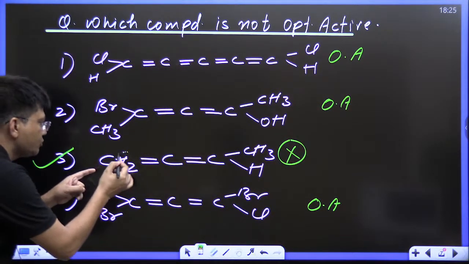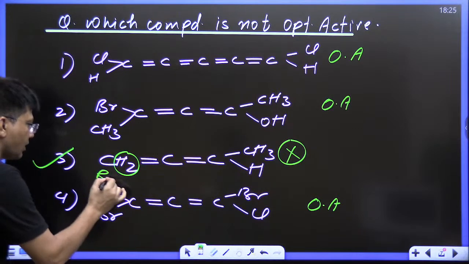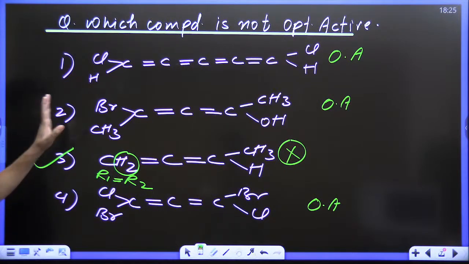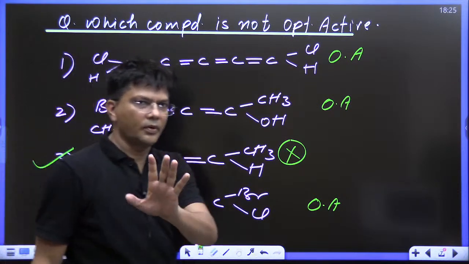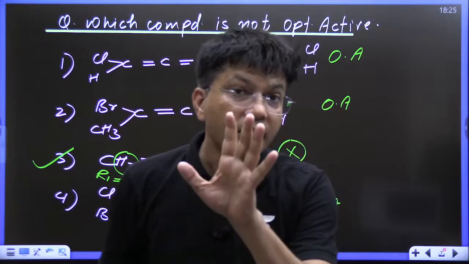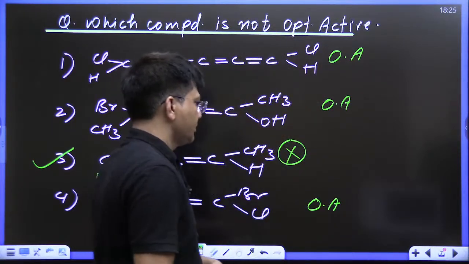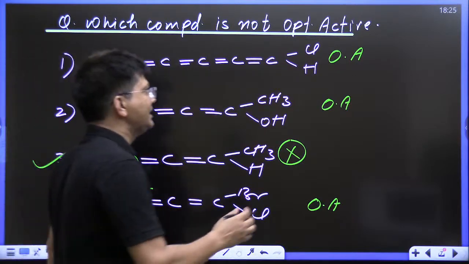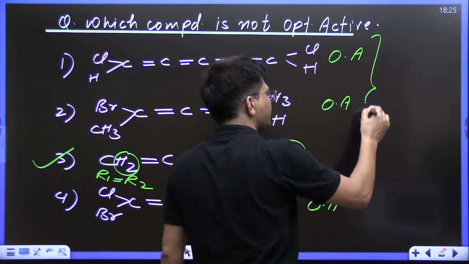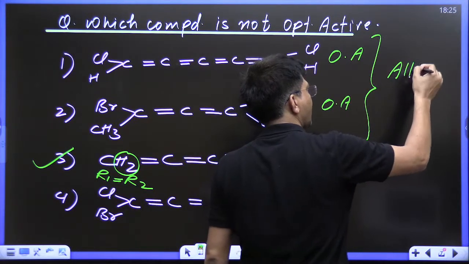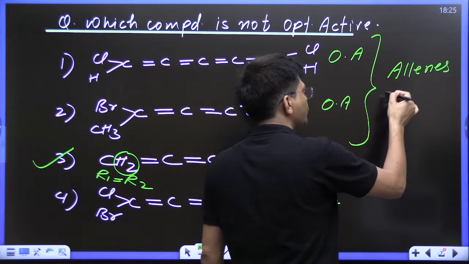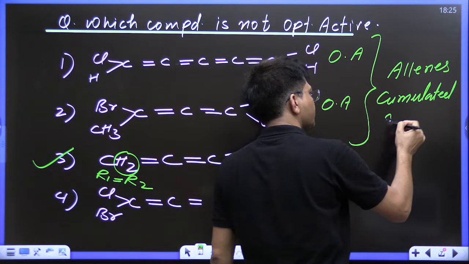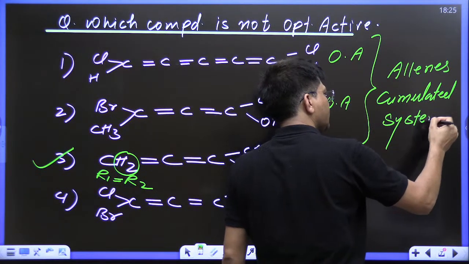Why? Because these 2 hydrogen atoms are same. That means R1 is equal to R2. That's why it is not an optically active compound. Right, kids? You are able to understand? Now, this was the first category, and these compounds are known as allenes. And they have a cumulated system.